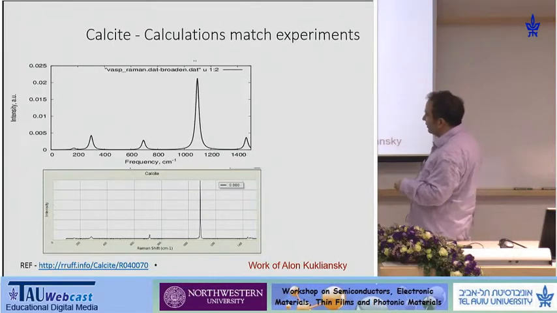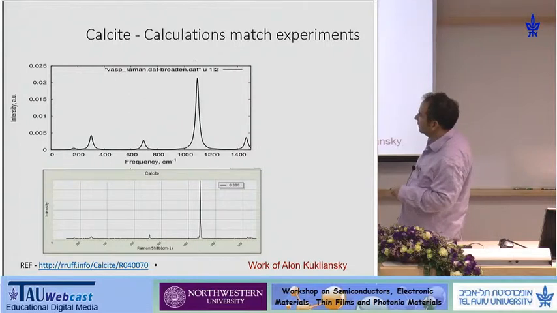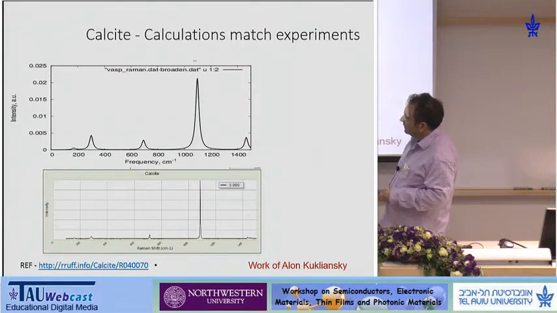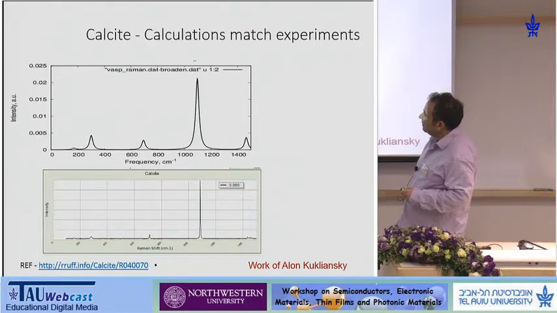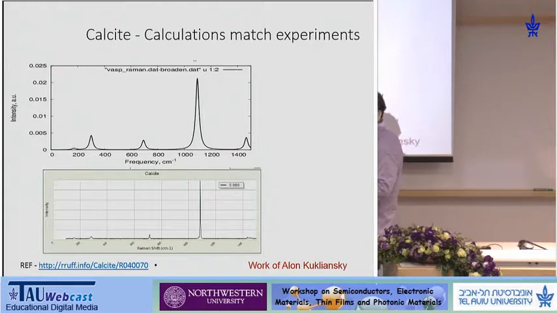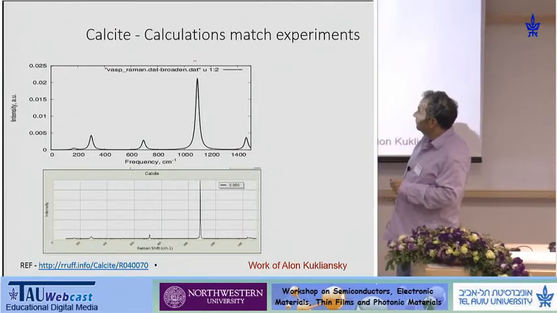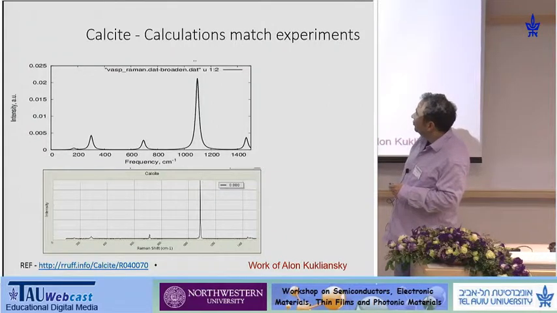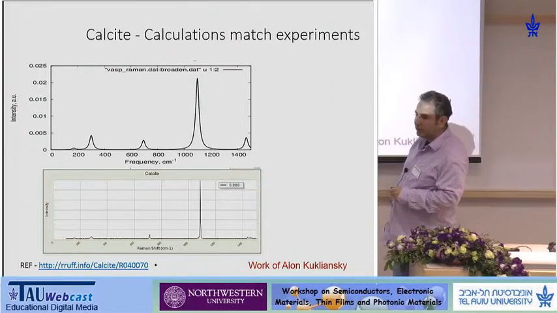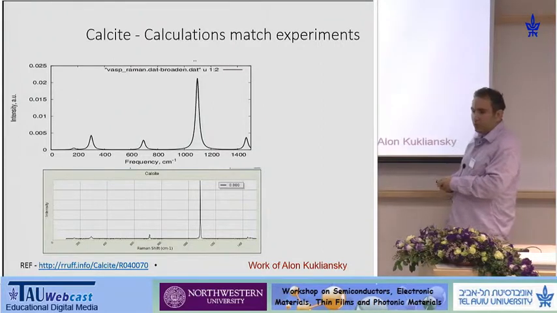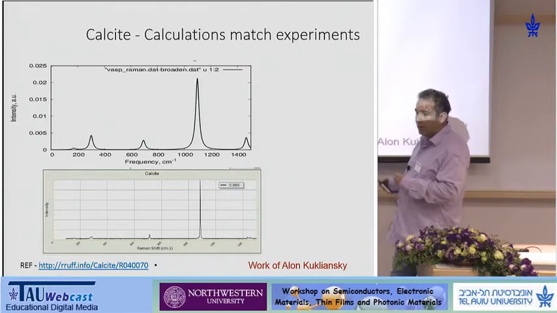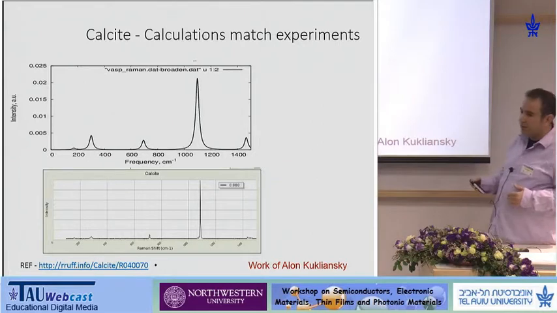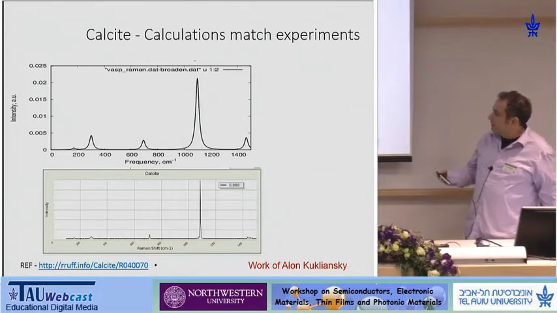So using this, this is a work of my student Alon Kukliansky. You can see that this is experiment, and this is a theoretical prediction where the width of those lines is mostly by Gaussian broadening, so I would not really be sure about the width, but the ratio of intensities is related to the change of response of electrical properties with the mode. And you can see, for example, that for this material it is a very good fit. This is calcite.